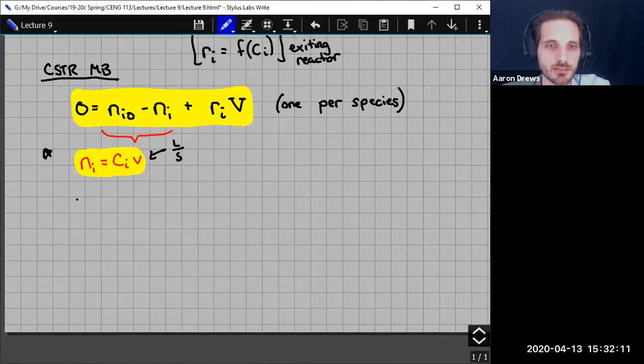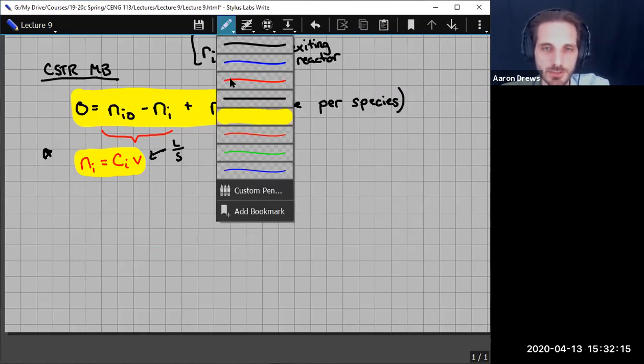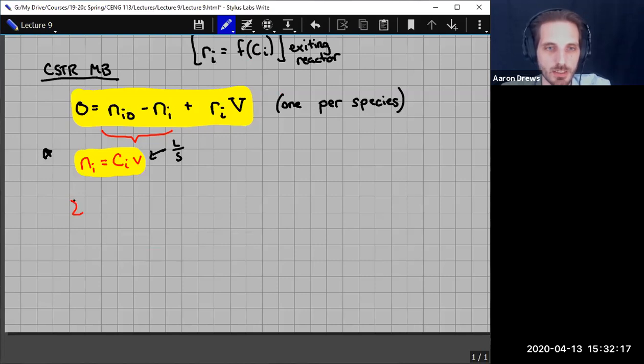If we take the sum, let's keep this in red since we're dealing with moles of I. If we take the sum of all molar flow rates N sub I, that's the same parameter that we saw a moment ago, which is N sub T. That was in the previous material that we covered. So if we sum them all up, we just get the molar flow rate of T.